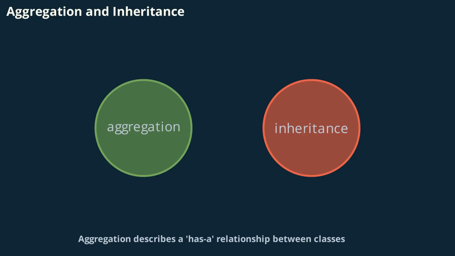Aggregation describes a relationship between classes, where one class contains a reference to another. It's a unidirectional association, meaning one class owns the other. Inheritance, or the is-a relationship, allows a subclass to acquire properties and behaviors from a superclass, promoting code reusability and hierarchy.